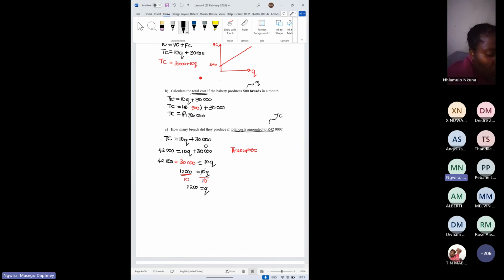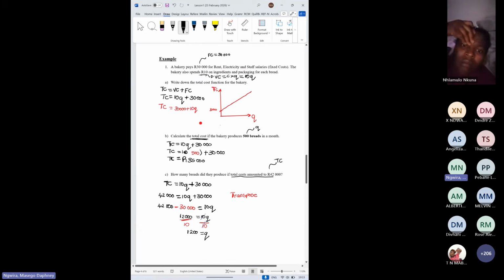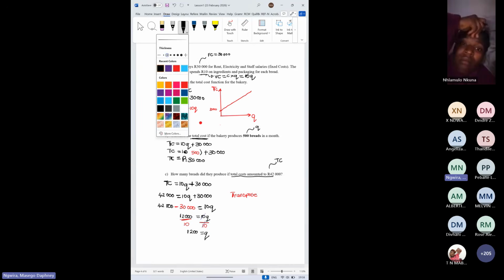So how many braids will be produced? 1,200, if your total cost is 42,000. So this example was about the total cost. This is the function of your total cost. This is the graph, and this is the function graphically, and then this one is a function.